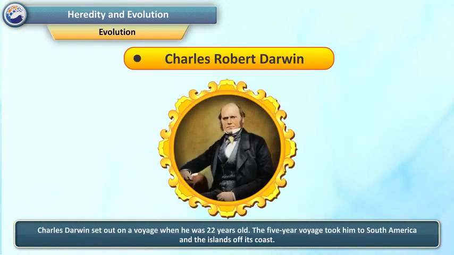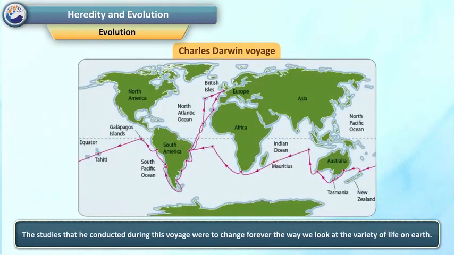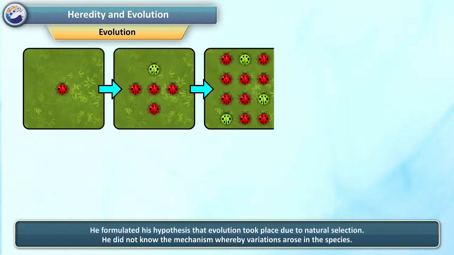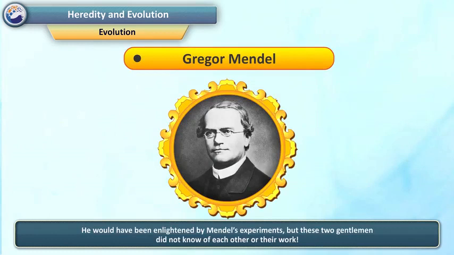Charles Robert Darwin. Charles Darwin set out on a voyage when he was 22 years old. The 5-year voyage took him to South America and the islands off its coast. The studies that he conducted during this voyage were to change forever the way we look at the variety of life on Earth. He formulated his hypothesis that evolution took place due to natural selection. He did not know the mechanism whereby variations arose in the species. He would have been enlightened by Mendel's experiments, but these two gentlemen did not know of each other or their work.